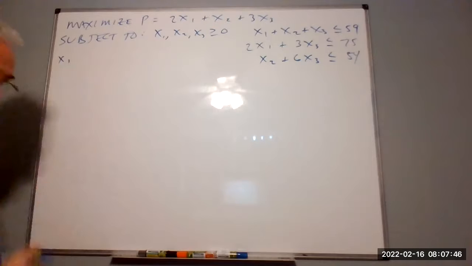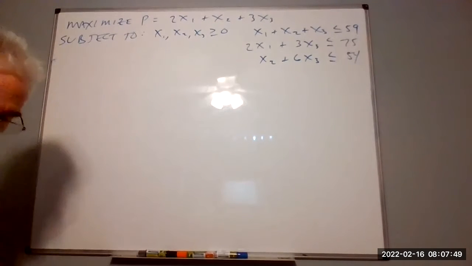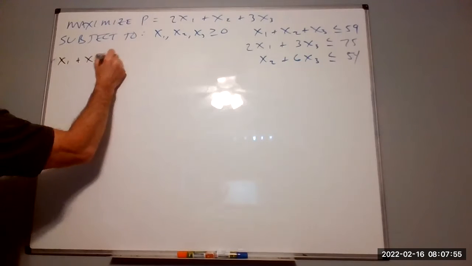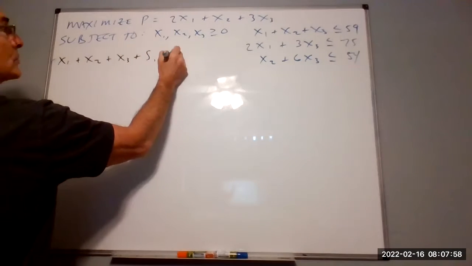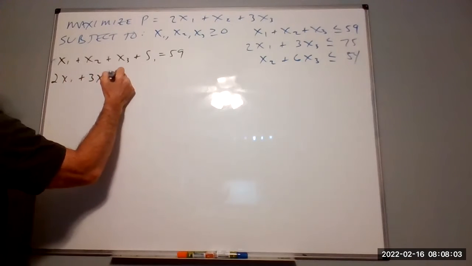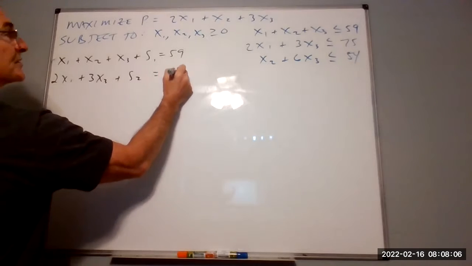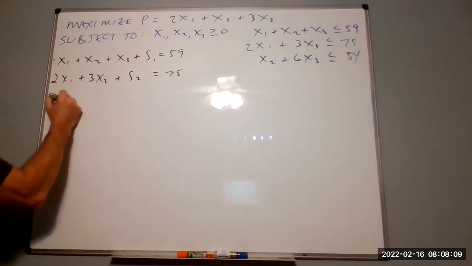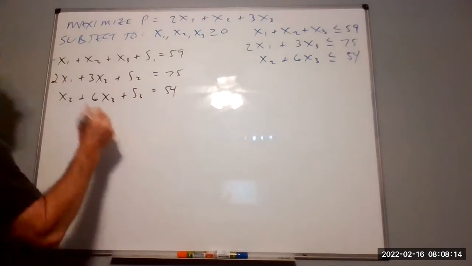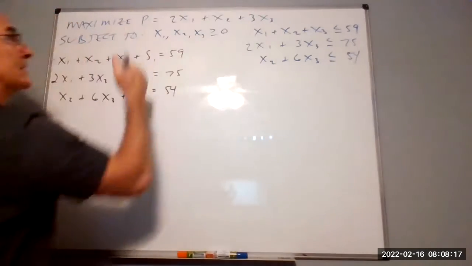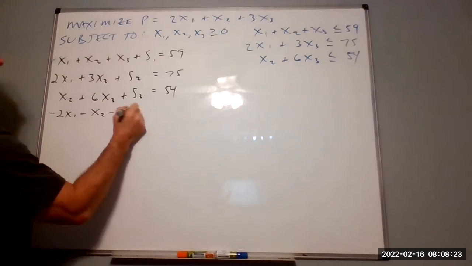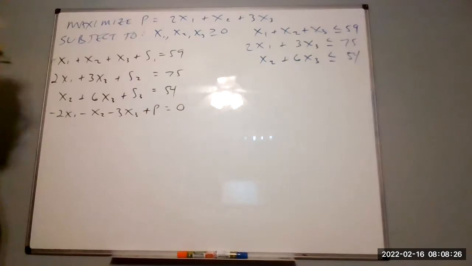So we have x1, actually I'll do this in a different color. x1 plus x2 plus x3 plus slack variable 1 equals 59. 2x1 plus 3x3 plus slack variable number 2 equals 75. x2 plus 6x3 plus slack variable number 3 equals 54. And I rewrite the objective by throwing everything on the same side: negative 2x1, negative x2, negative 3x3 plus p equals 0.